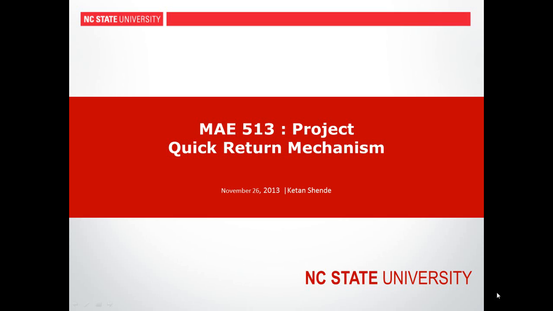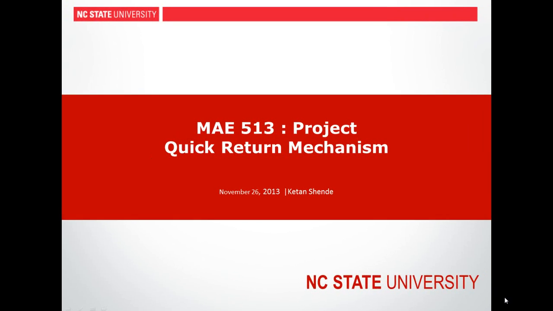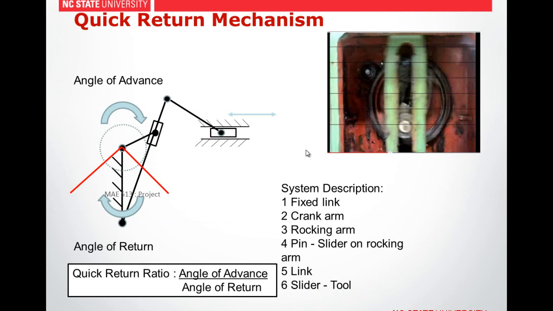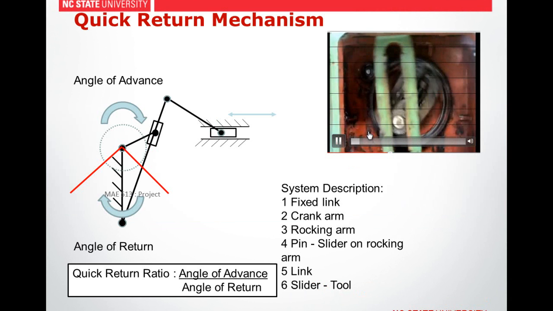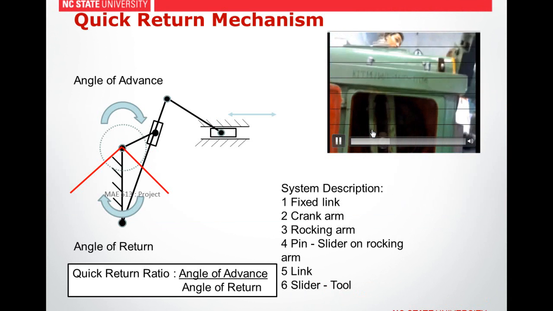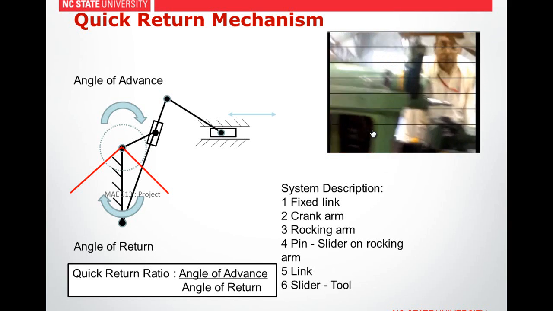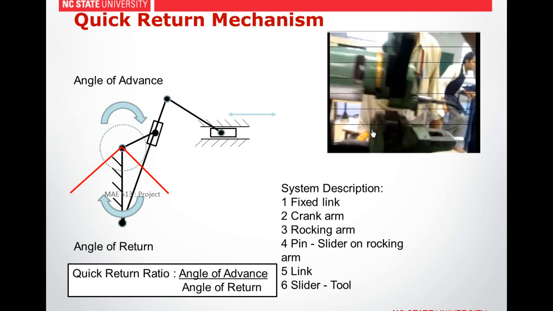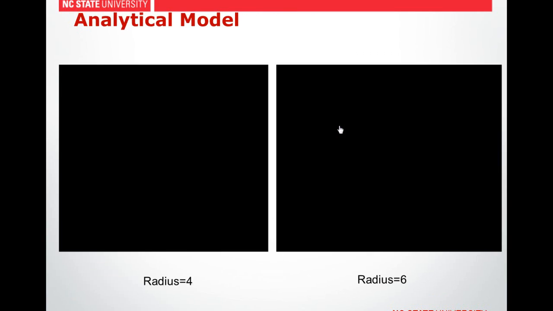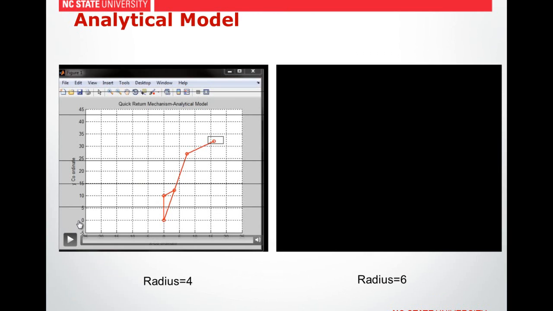This mechanism is used in shaping tools to convert the rotary motion of the crank into reciprocating motion. So as you can see in this video, this is a shaping tool wherein the quick return mechanism is used for cutting the workpiece. In this mechanism, the angle of advance and the angle of return determine the quick return ratio. In the analytical model, I simulated the mechanism and constrained it using the geometric parameters.